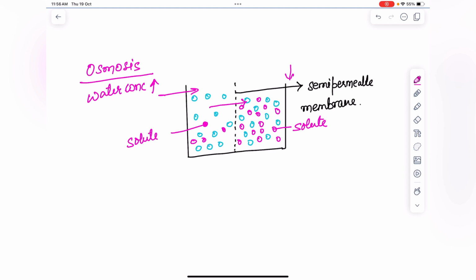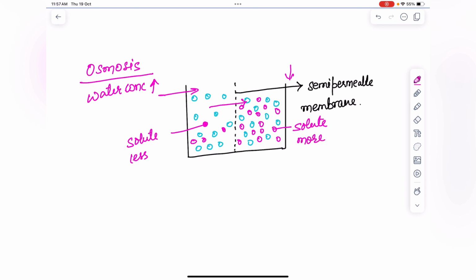So osmosis is a process in which water molecules move from a higher concentration to a lower concentration of water molecules. It takes place where the concentration of water on this side is higher than on this side. This side has less solute and this side has more solute.